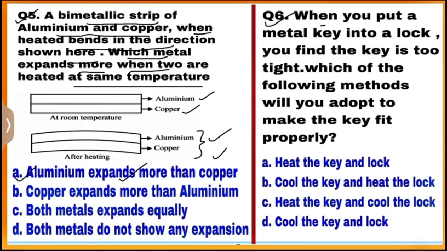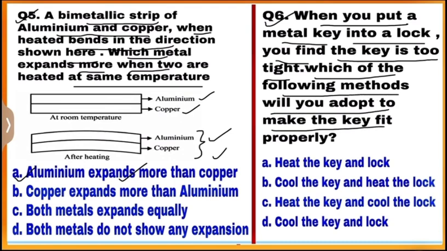Question number 6. When you put a metal key into a lock, you find the key is too tight. Which of the following methods will you adopt to make the key fit properly? Here we will cool the key and heat the lock. When we heat, the lock expands, and when we cool, the key contracts and easily fits into the lock. So correct choice is B.